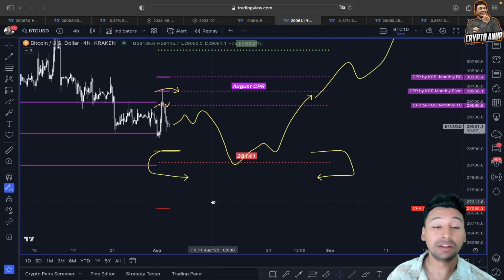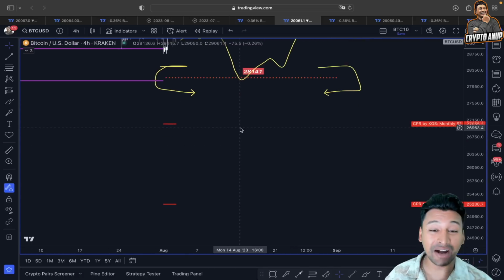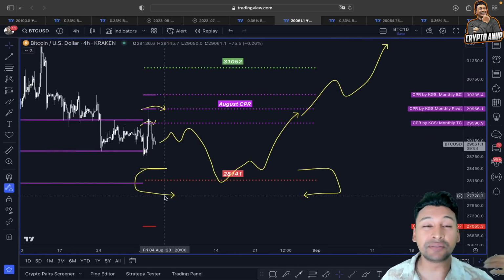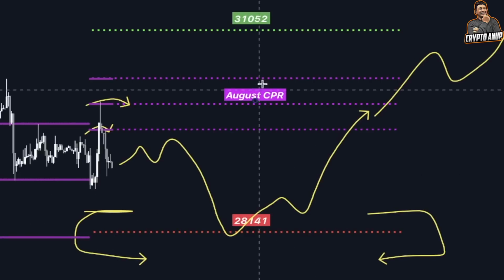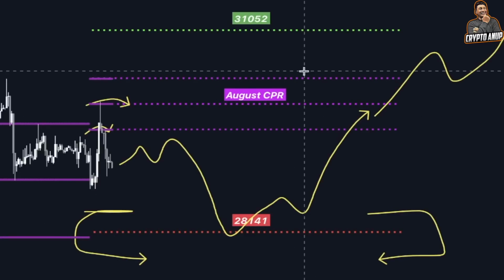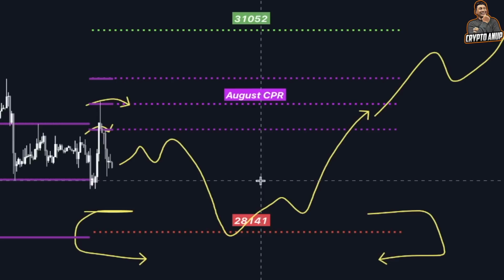So let's not look at this bearish scenario right now, because the price is still above the key line. So we just need to find proper support over 28,000 and price to break out of this CPR resistance line, which is going to be around 29,500 to 30,000 range.